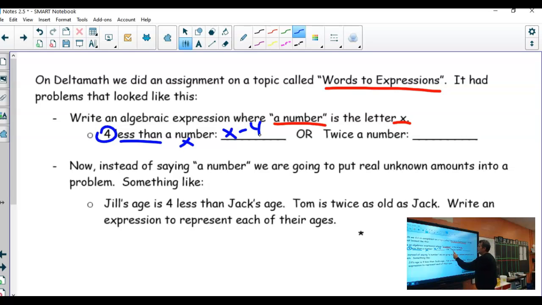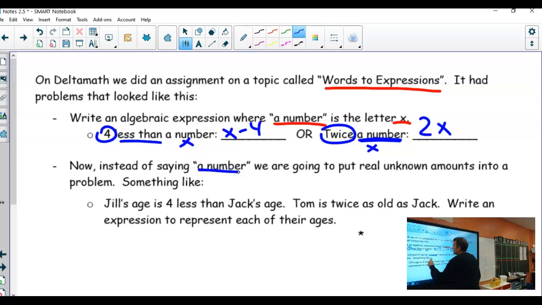Or twice a number, right? A number is just x. Twice means 2 times, so this would be 2 times x. Okay. These are the types of things we did on Delta Math. The only thing we're changing now, instead of saying a number, is we're going to put a real unknown amount into the problem.